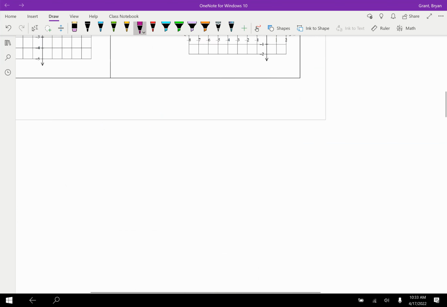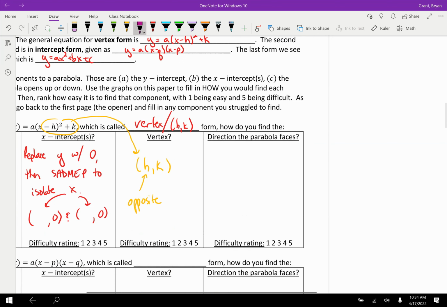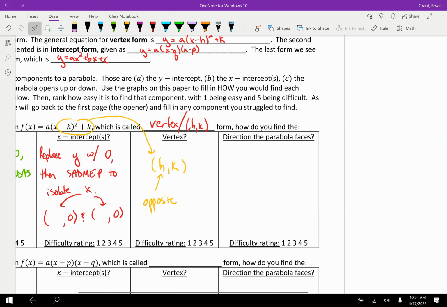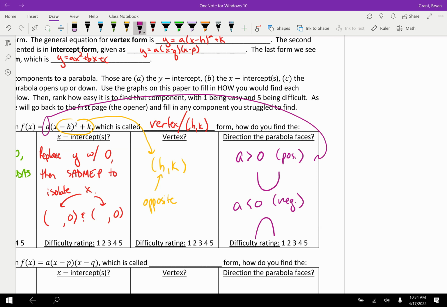All right, so just a reminder, which way does the parabola face? You need to look at a. If a is greater than 0, that means a is positive, then our parabola goes up. If a is less than 0, so if a is negative, then the parabola goes down, right? We can see that a over here.